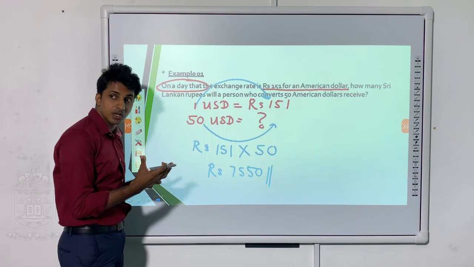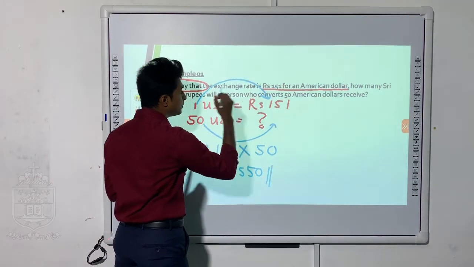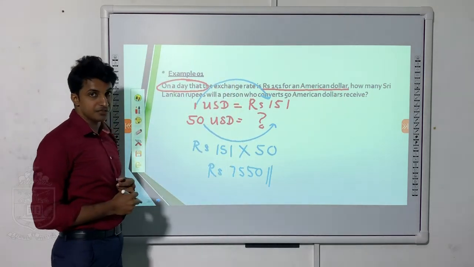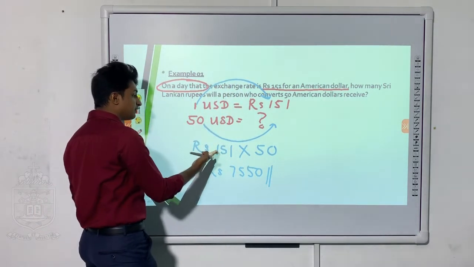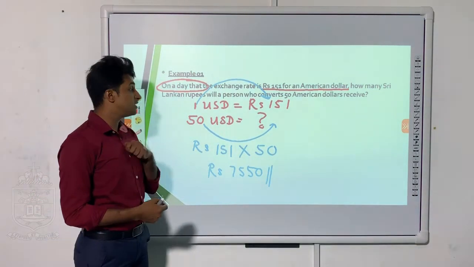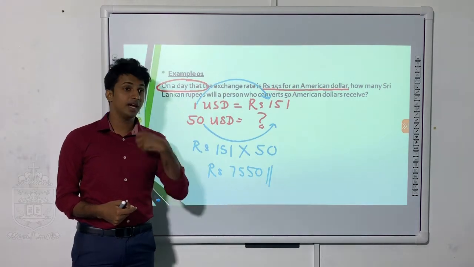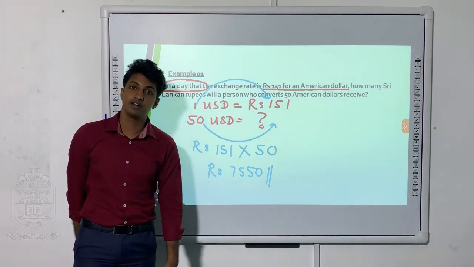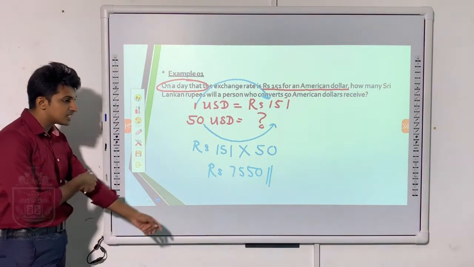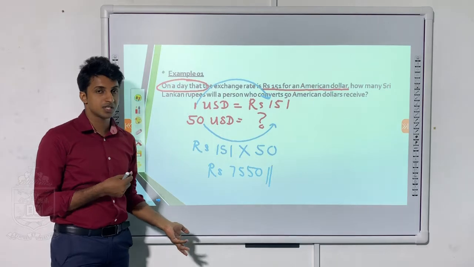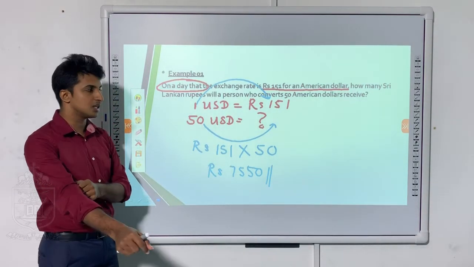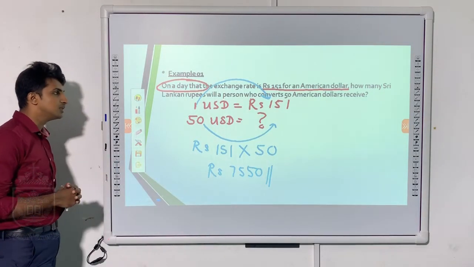For 1 US dollar, if it is going to be 151 rupees, for 50 US dollars, how much will you receive? So if somebody is coming from the US and he is giving me 50 American dollars, I can give him back 7,550 if I am at the exchange counter. That is the meaning. Okay. These, like I said, belong to the direct proportion questions, but you can use general knowledge on how money is exchanged. So this is the answer for example number 1.